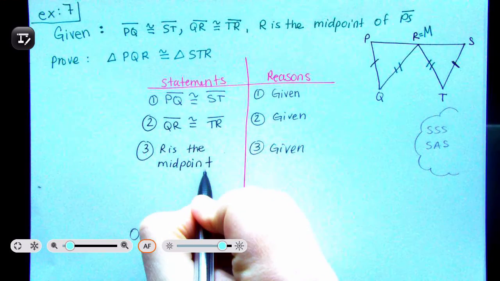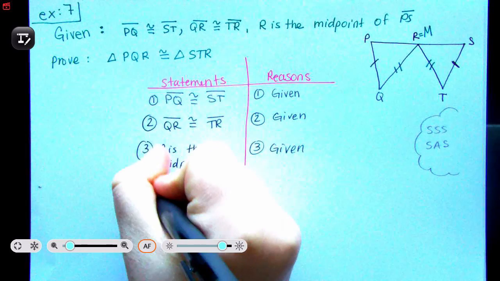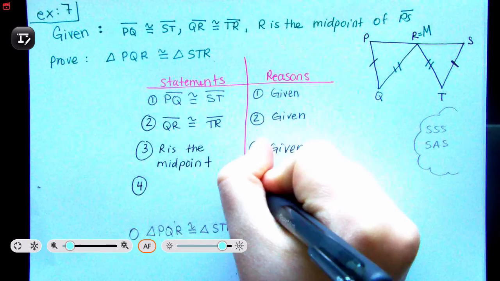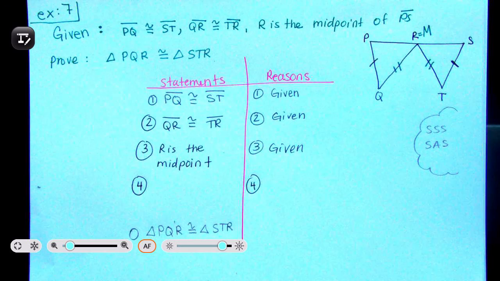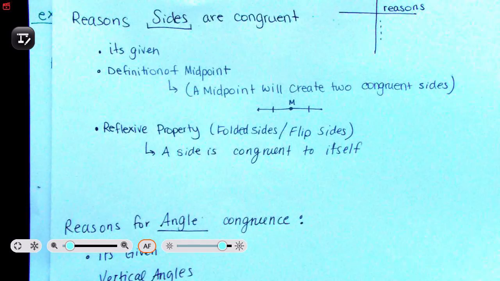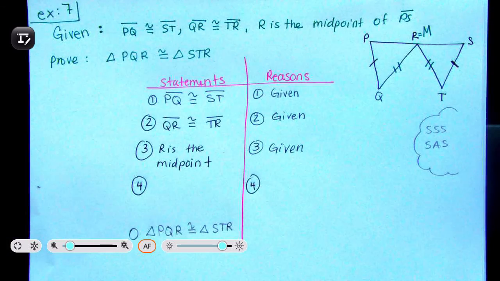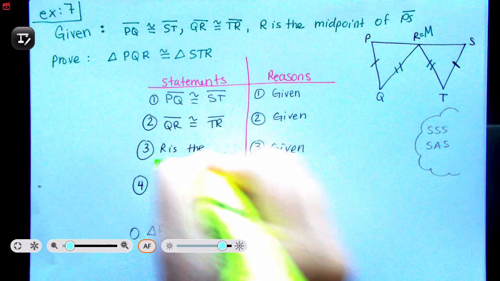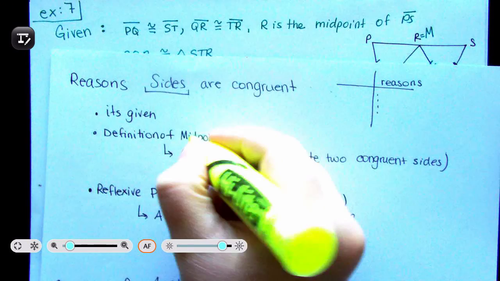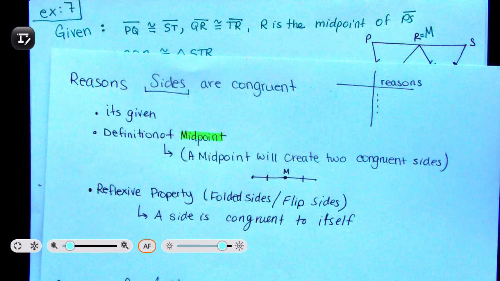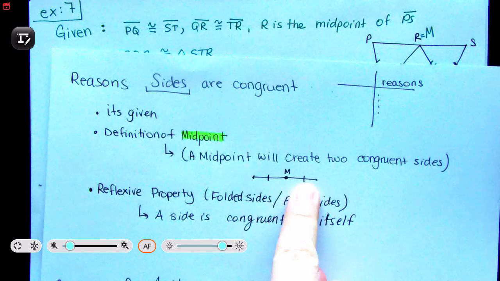Since they tell us we have a midpoint, step number 4 is, what do we know about a midpoint? So I'm going to look at my cheat sheet. Where's my cheat sheet? There it is. And I'm looking for midpoint. The only time you can use midpoint is our keyword. Keyword is midpoint. Midpoint will create two congruent sides. So here's my midpoint. These two are congruent.